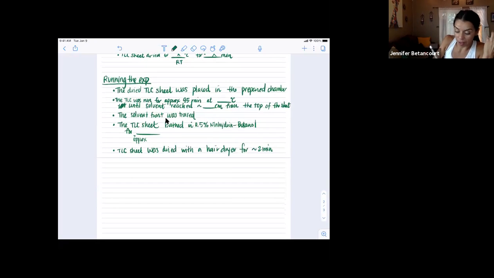So here's the word then. We do use it. It's not prohibited. You just don't say then. Okay. The sheet was dried with a hair dryer for approximately 2 minutes, then incubated for X number of minutes at X degrees Celsius.